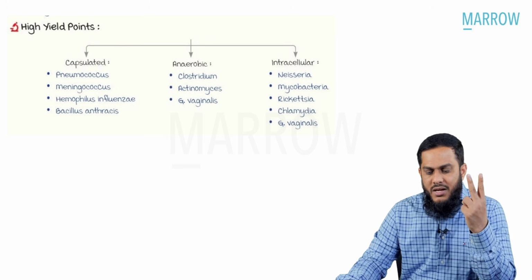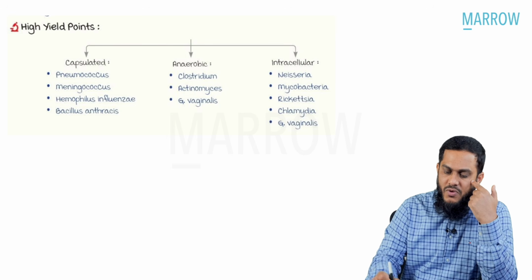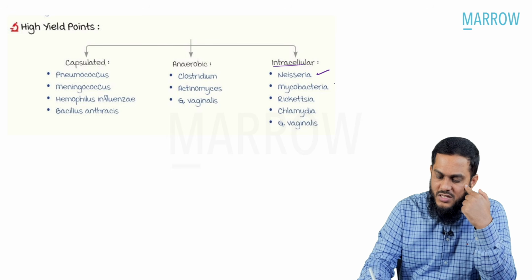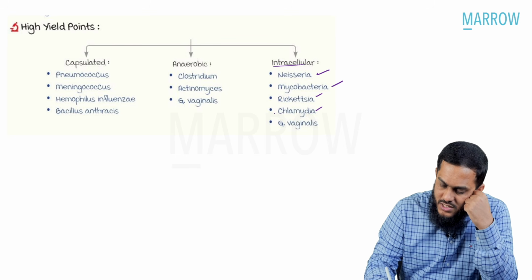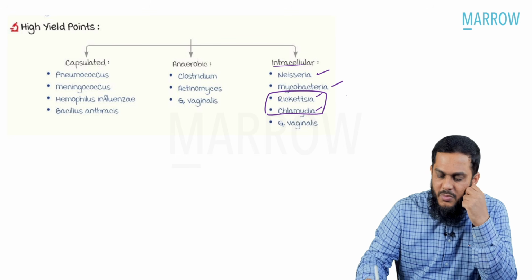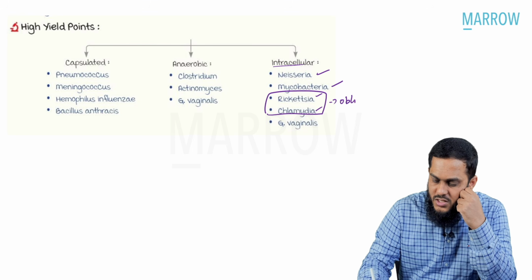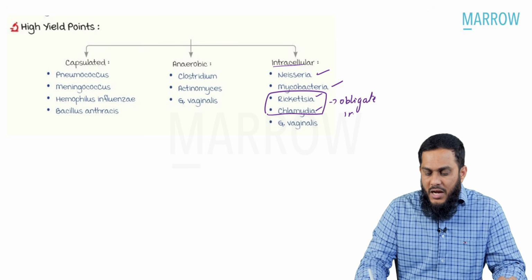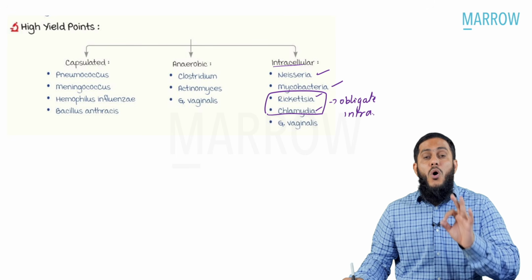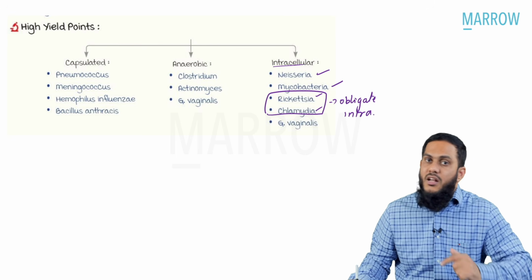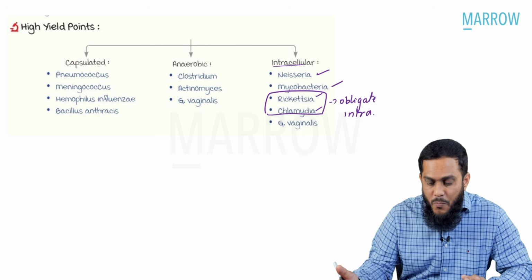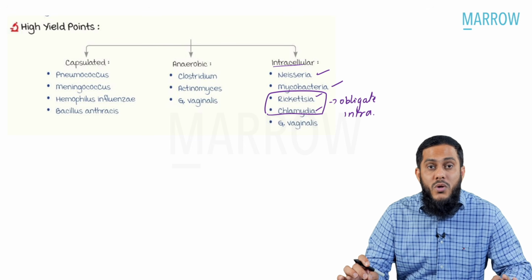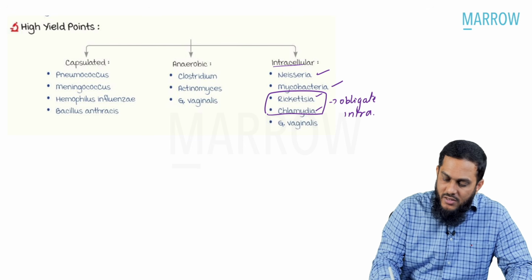See, if you look at the revision notes we have written, intracellular bacteria like Rickettsia, Mycobacteria, Neisseria, Chlamydia, and here these two, Rickettsia and Chlamydia, are obligate intracellular. Sir, among the bacteria, we have only two which are obligate intracellular, Rickettsia and Chlamydia. Though we have not specified it in the notes, I'm specifying it now.